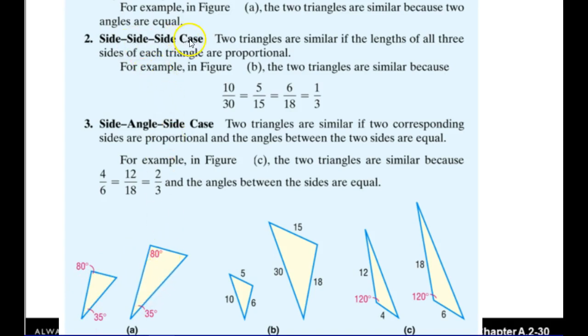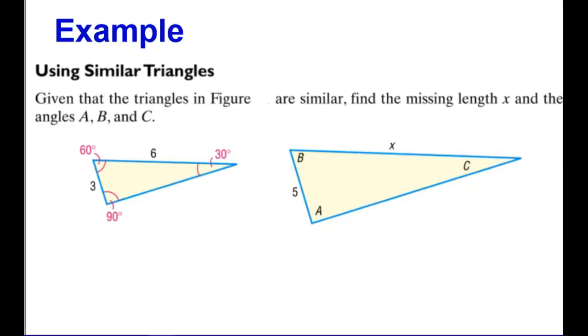I can also have side, side, side. But here you notice I do not have the same lengths, but I notice that I can multiply each side by 3 to get this larger triangle. Since I multiply by the same thing each time, that is a similar triangle. And then I can also have a side, angle, side, where my 2 sides are in proportion and my angle is exactly the same.